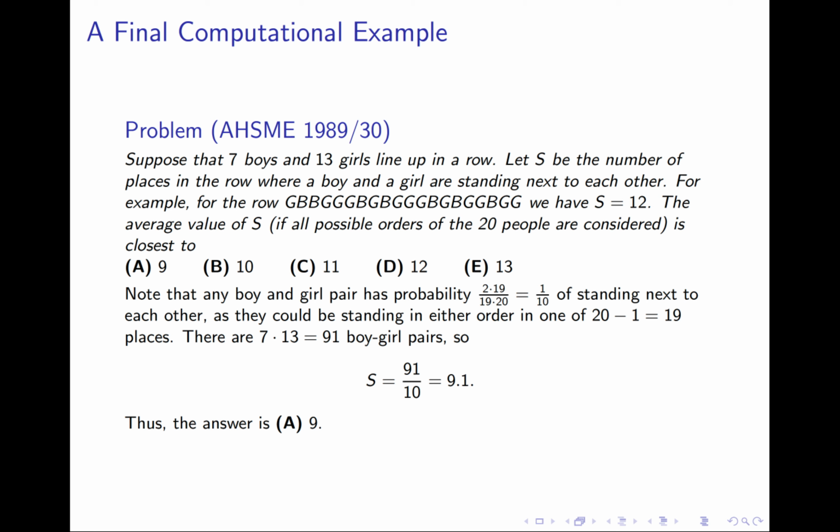And since there are 91 boy-girl pairs, by the linearity of expectation, we expect 91 over 10, or 9.1, expected occurrences, which gives the answer of A.